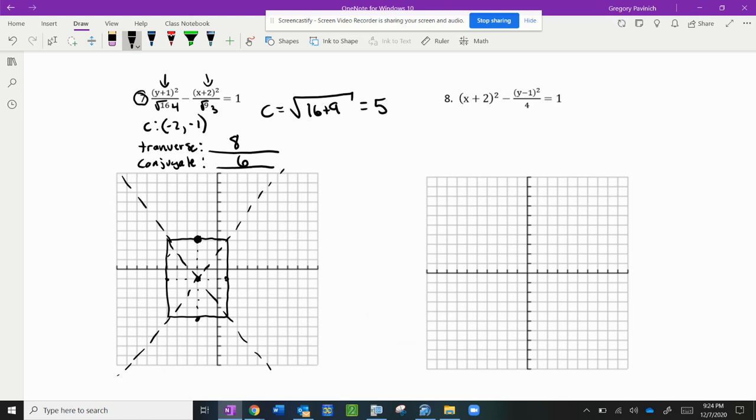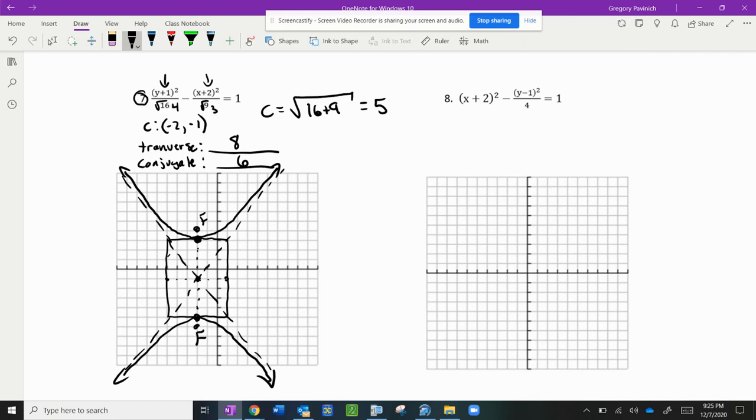Here are my vertices. Because it opens in the y direction, since the y comes first, I know it's parabola-like, usually a little more flattened out than a regular parabola. And then my foci were 5 units away, so 1, 2, 3, 4, 5, hugged by my parabolas, 1, 2, 3, 4, 5.